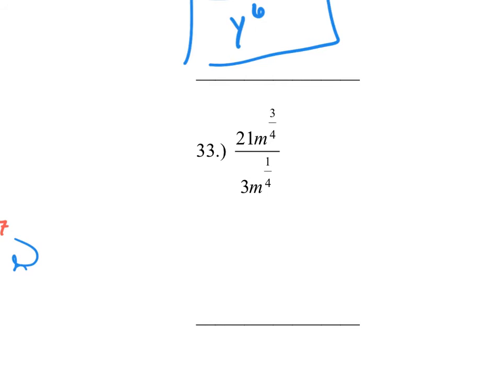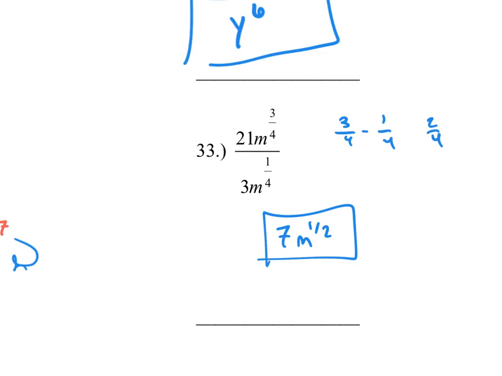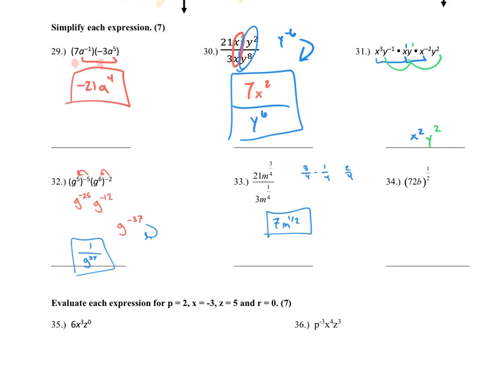Here, 21 divided by 3 is 7. And then we'll do top exponent minus bottom exponent. And we'll get 2/4, which I could simplify back down to m to the 1/2 power.